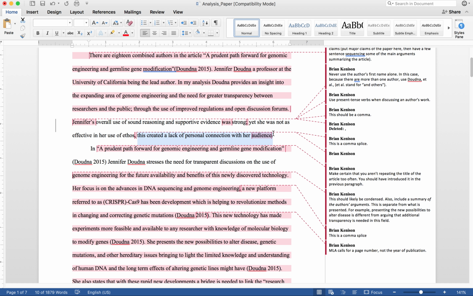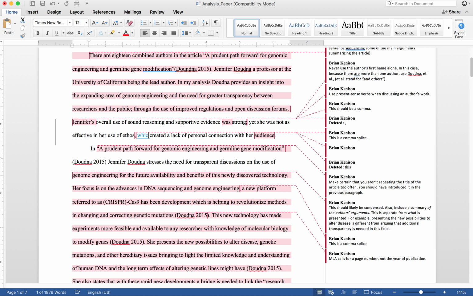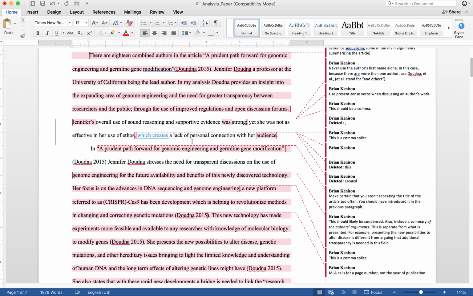And so, there are a couple ways that you can fix this. If you put an and right here, that would fix it. I don't necessarily think that's the best way to do that, but personally I would do something like this, which creates a lack of personal connection with her audience. Here you have her, but it should be their audience because this is a group of people, not an individual that has written that.